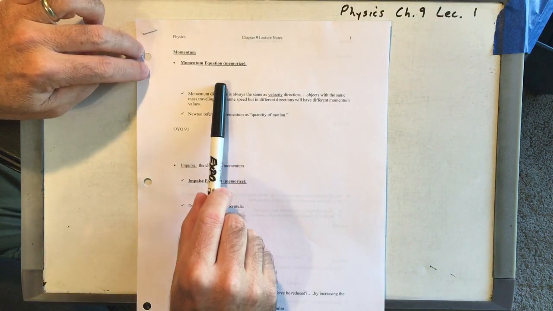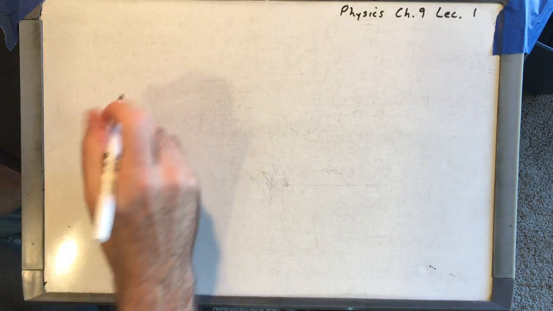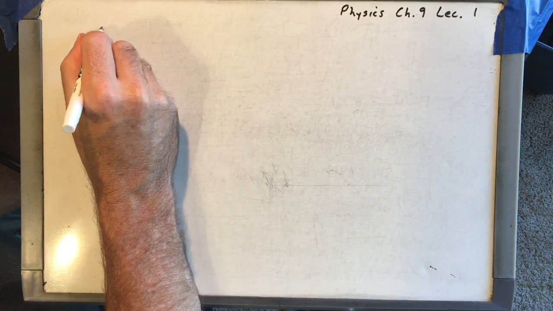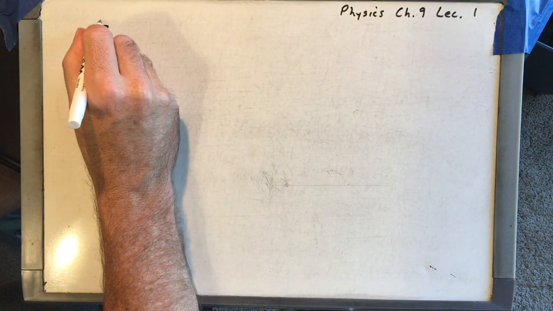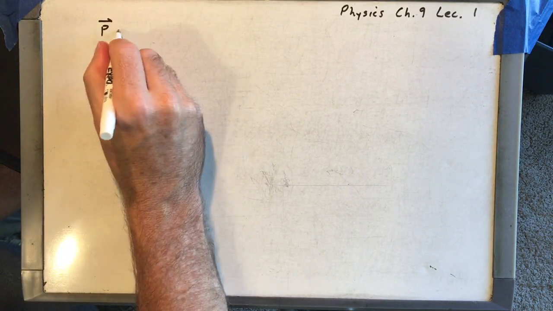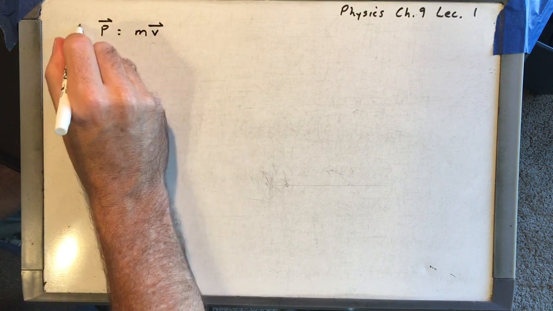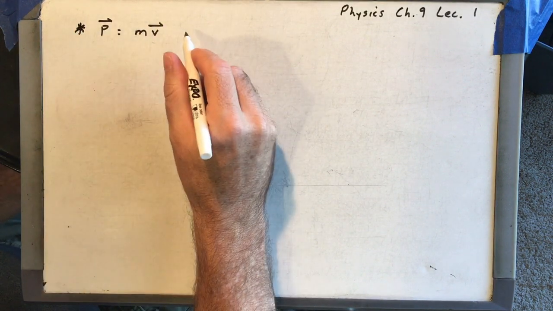All right, so this chapter is about momentum. The momentum equation that you need to put in that blank spot: we use a small p, and it is a vector, so we put that little half arrow, and it's equal to mass times velocity. So this is an equation you'll use a lot.